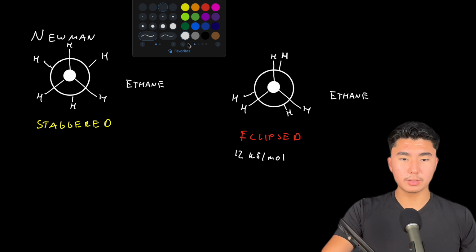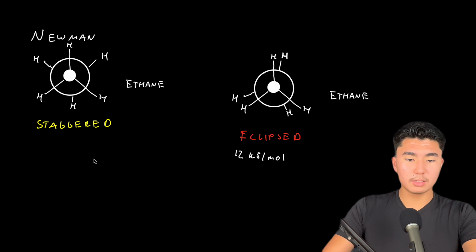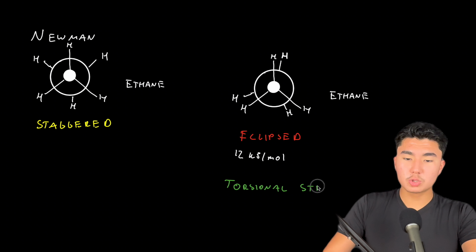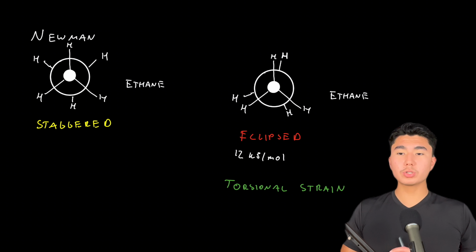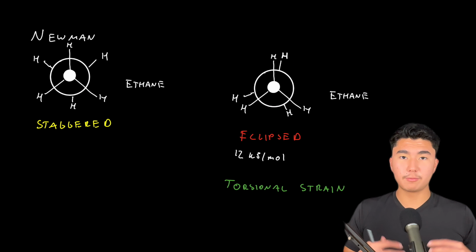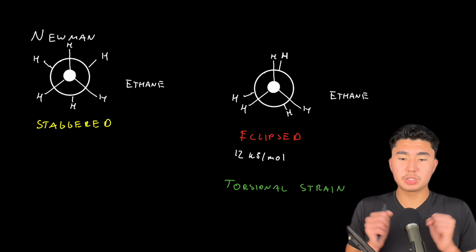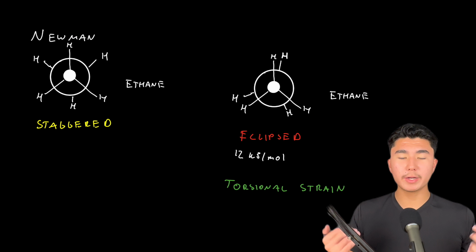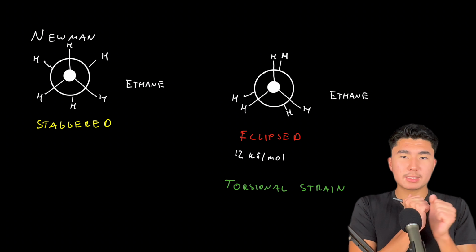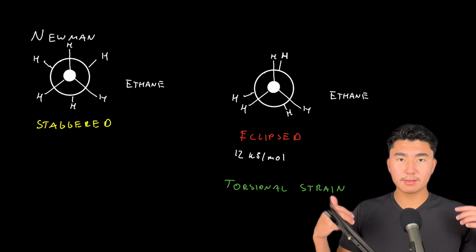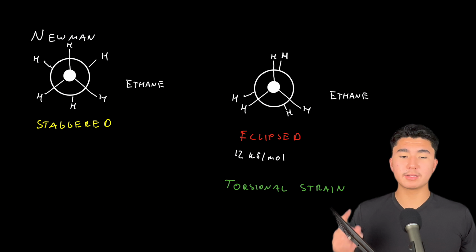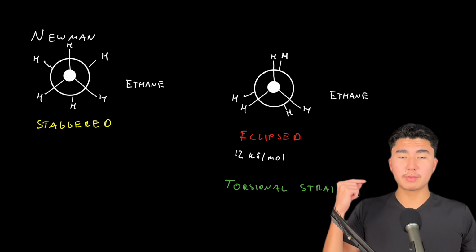So I'm going to pull up a different color over here, and I'll write this somewhere down here. Let's do this. Torsional strain. So what is torsional strain? Well, torsional strain is the repulsion forces between those bonding pairs. It's just the strain created when you're misaligning those bonds, meaning those bonds just don't like each other, and that's the strain that's caused by it. So these are specifically about the bonds.